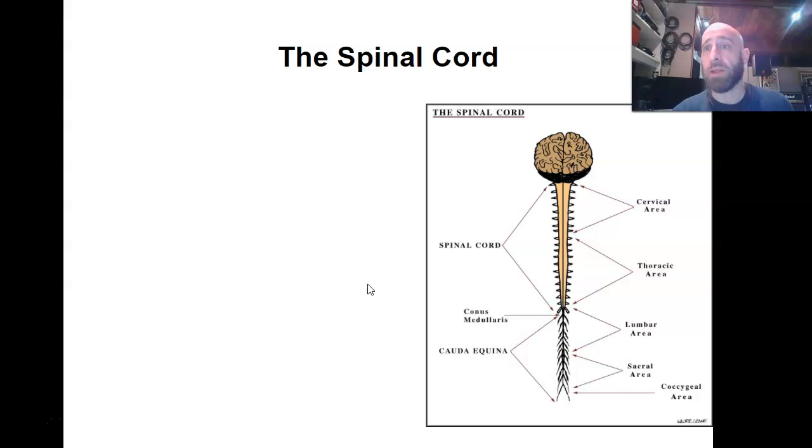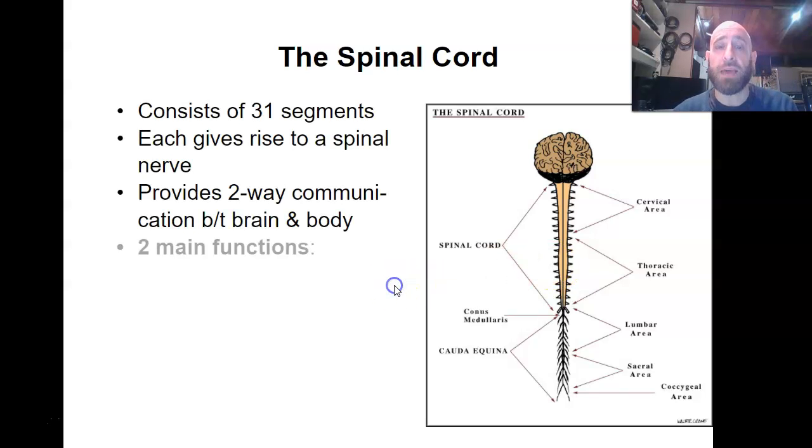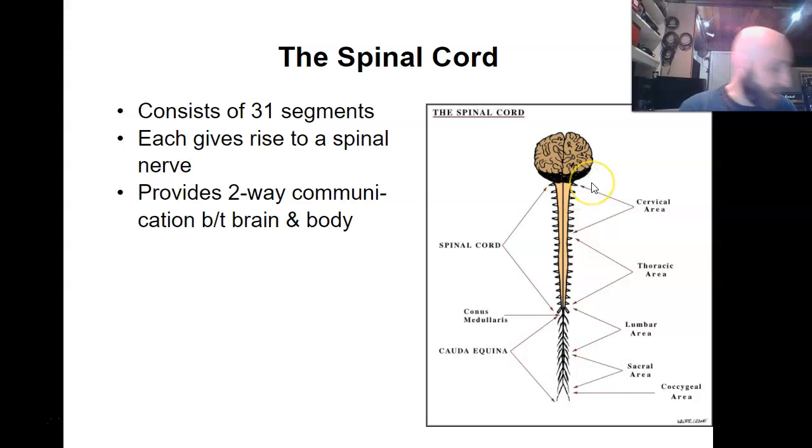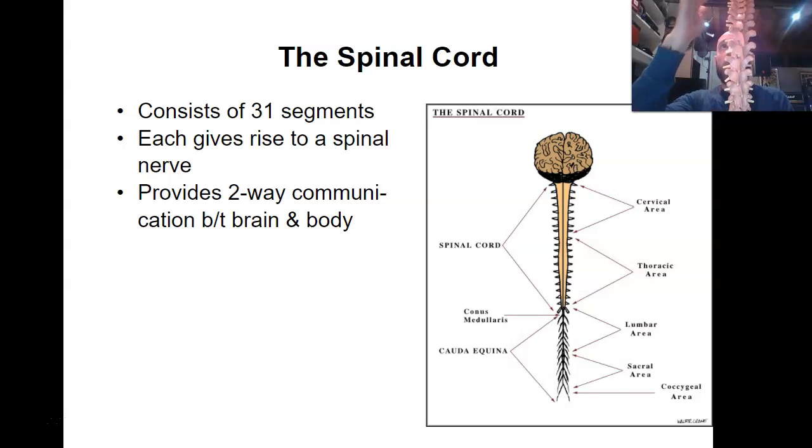Let's talk a little more about the spinal cord and the components that make it up. There are 31 segments of the spinal cord, and the spinal cord itself gets broken into spinal nerves. Each segment has a spinal nerve coming off of it. If I go back to my little model here, if you can see it, you can see right down the middle of this vertebrae here, the spinal nerves are coming off. Each one of these spinal nerves is coming off of one of those 31 segments.